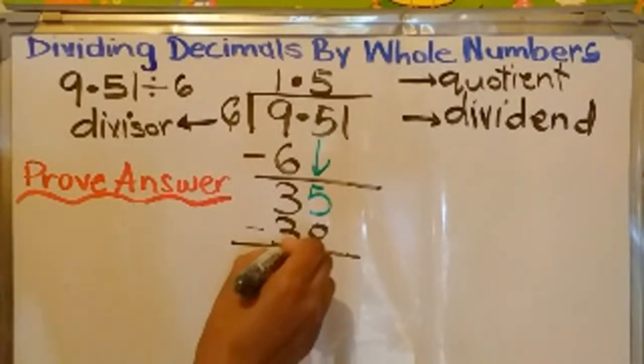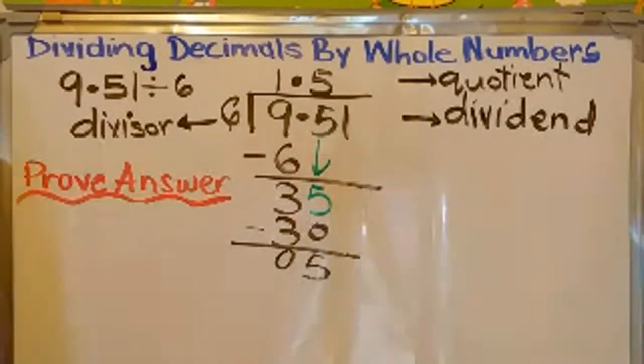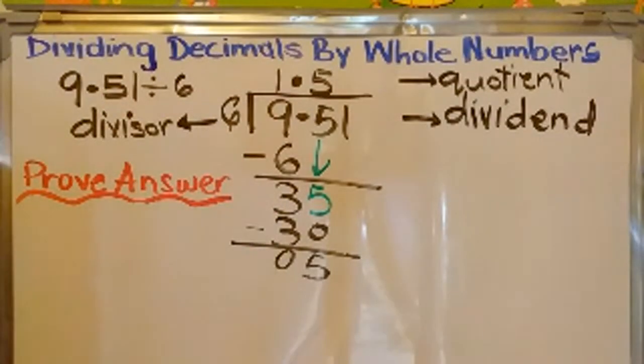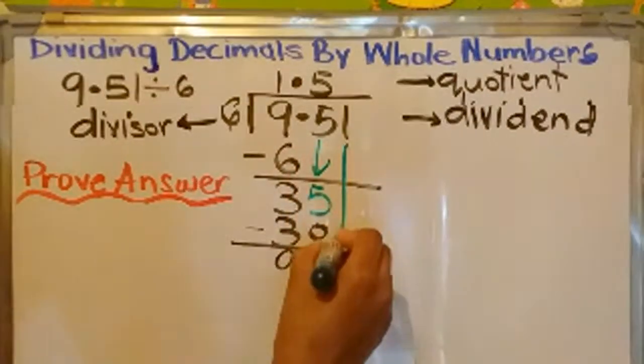You have 0 left. So now the next step is that you are going to ask yourself, can I get a group of 6 from 5? No, 5 is smaller than 6. So I'm going to bring down my next digit, which is my 1. And of course, I'm going to put it right beside my 5.